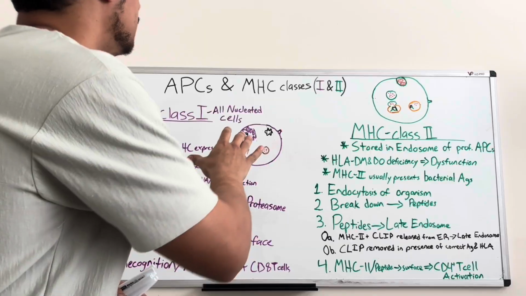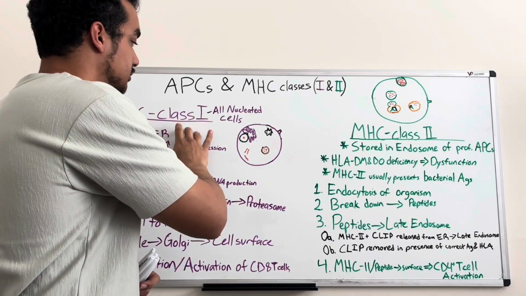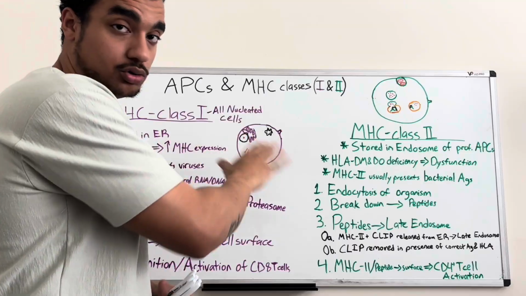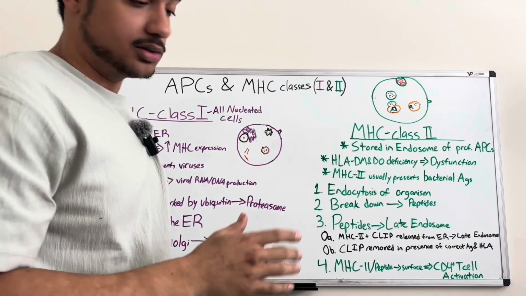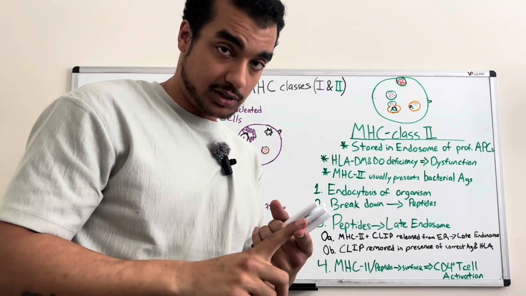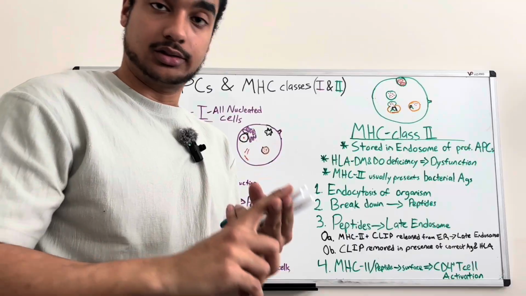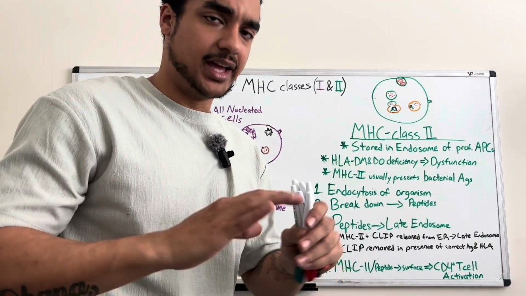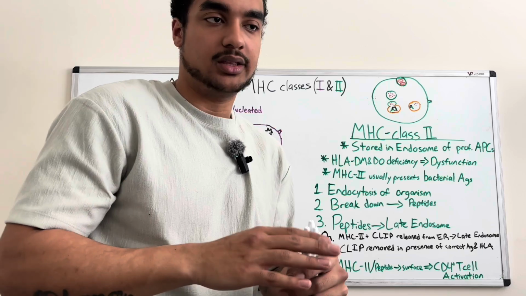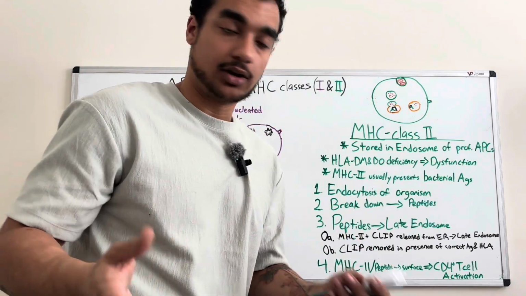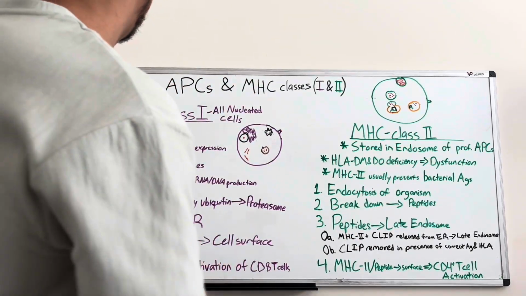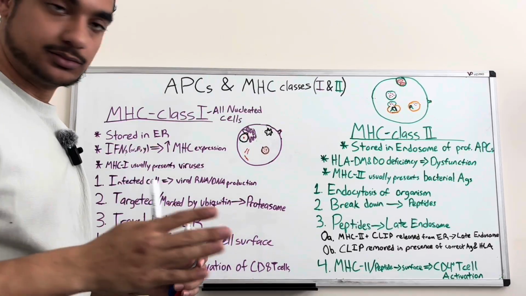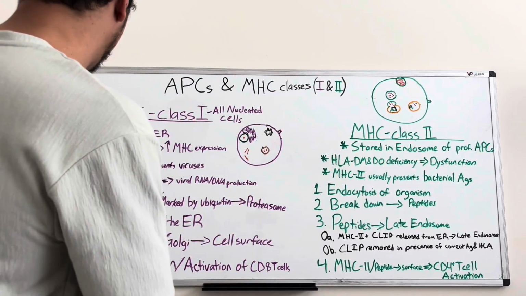Okay, so MHC class 1 is pretty simple. MHC class 1 is actually on all nucleated cells, whether that's skeletal muscle cells, cardiac cells, neurons, anything with a nucleus. So anything but red blood cells. And here, in these asterisks, I have important facts that I'm just going to note for you guys.